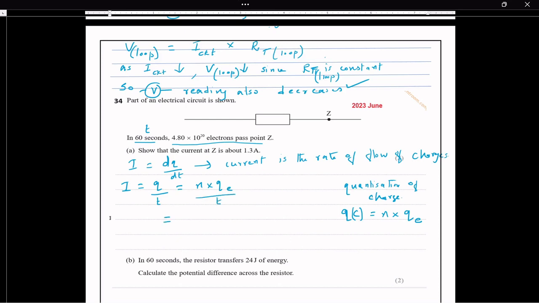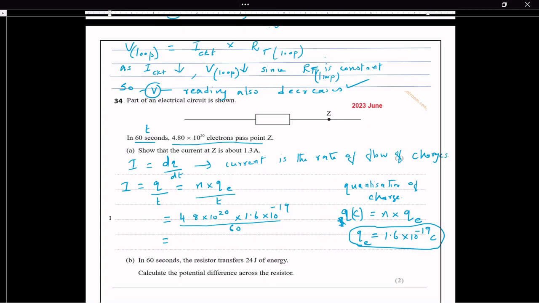So how many electrons? It is 4.8 times 10 to the power of 20 electrons, and the charge of an electron is 1.6 times 10 to the power of minus 19 coulomb. This is the charge of an electron. So total charge Q in coulombs is the number of charges times the charge of an electron, N times Qe. This is what I have substituted here, over a time of 60 seconds.